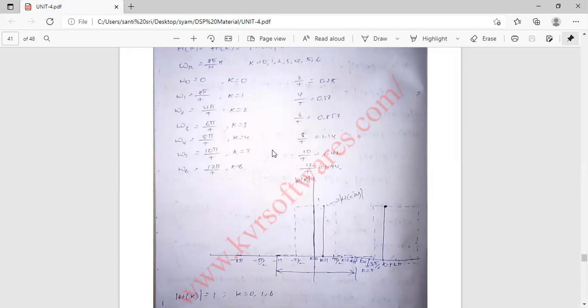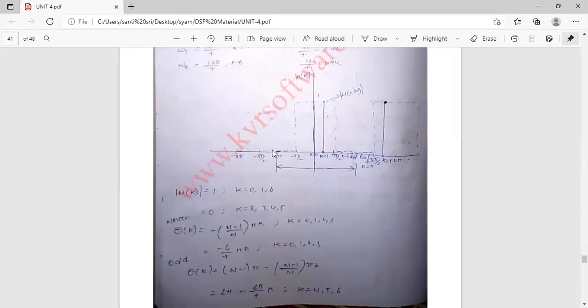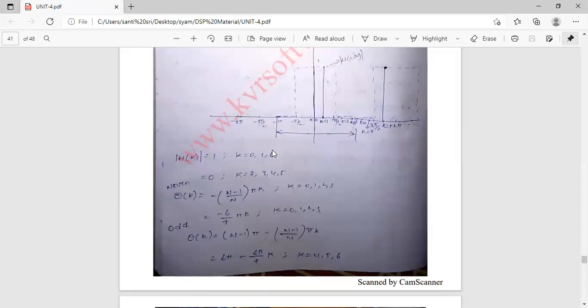0 to 5 by 2. So k values are 2, 3, 4, 5. If n is even, then theta of k is equal to minus of (n minus 1) by n into pi k, where k is varying from 0, 1, 2, 3. Here n is 7, so n minus 1 is 6, that is 6 by 7 into pi k, with k equal to 0, 1, 2, 3.